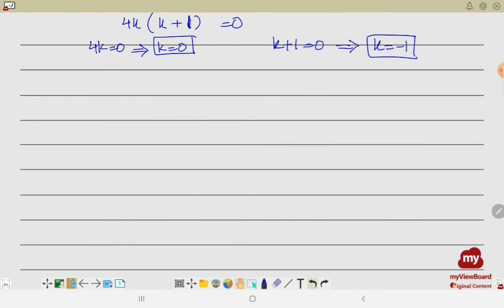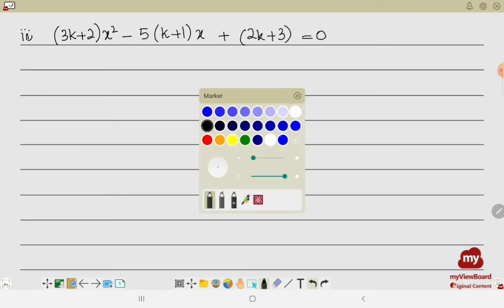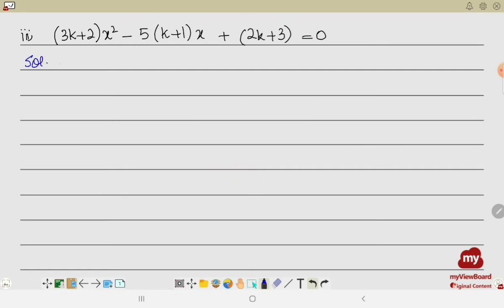Let's solve the third part of the same question. Let's write down the question. It is the third part. We have (3k plus 2)x square minus 5(k plus 1)x plus (2k plus 3) equals to 0. Again, we are going to write down the same condition that if the roots are equal, the value of discriminant is equal to 0.